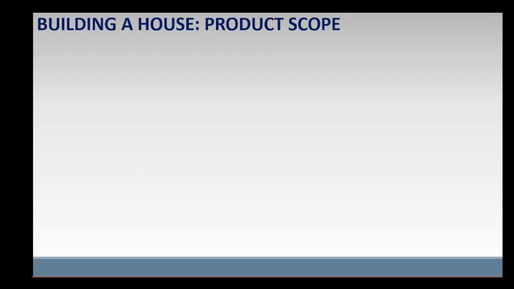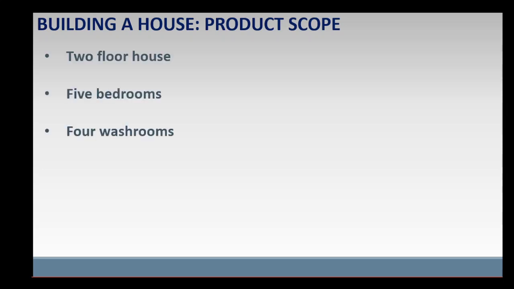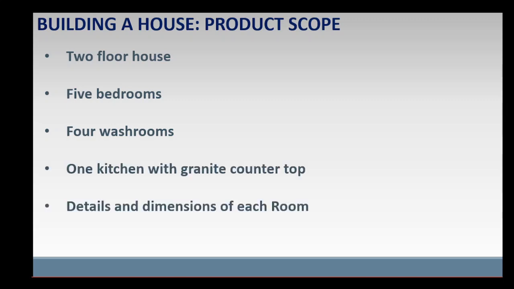Consider the example of a client that needs a house to be built with requirements such as a 2-floor house with 5 bedrooms, 4 washrooms, 1 kitchen with granite countertop, details and dimensions of each room, and types of materials to be used. The product is the house, and the product scope are these requirements. It was agreed with the client that construction of driveway and borehole will not be part of this project.